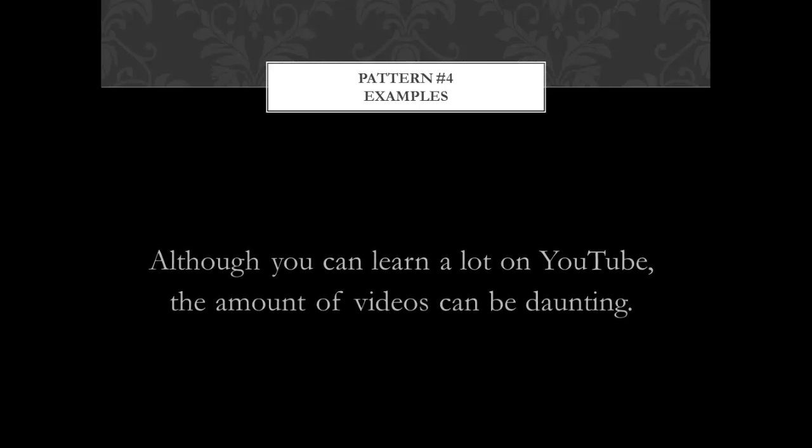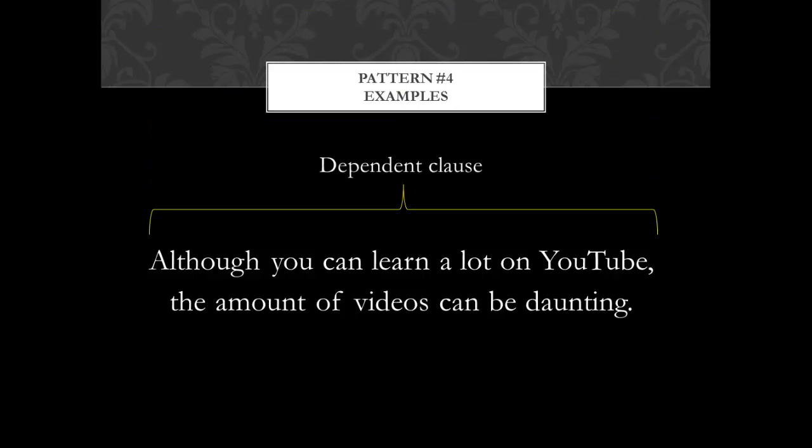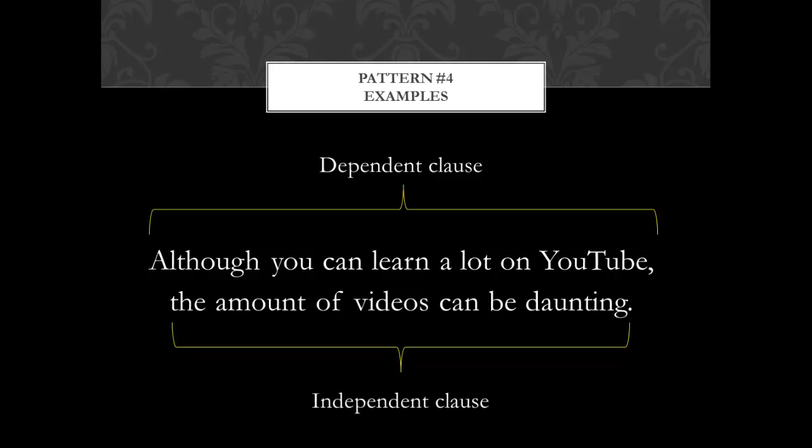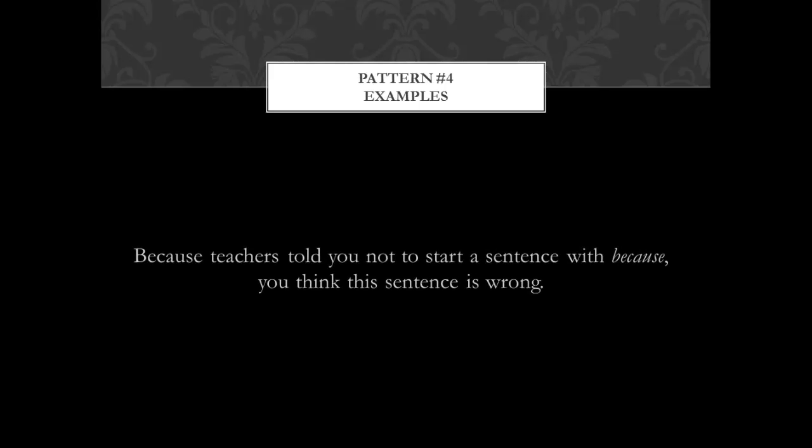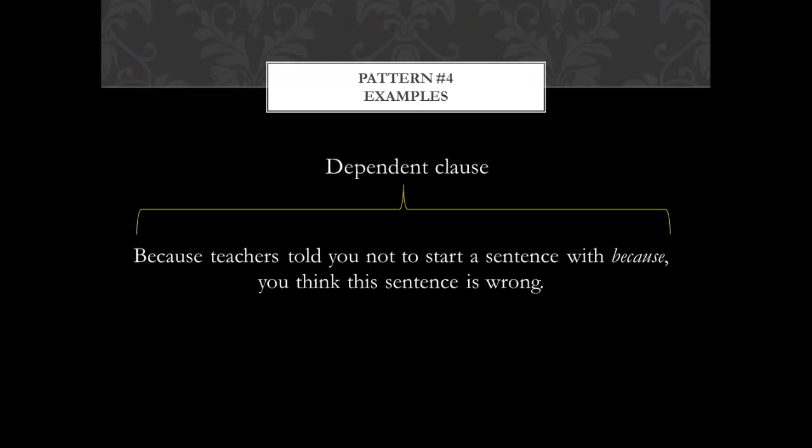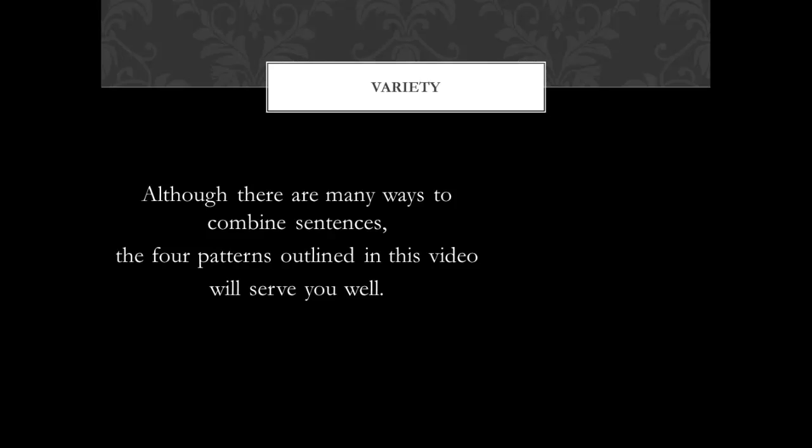Again, let's take a look at a few examples. In this example, the first part of the sentence is a dependent clause. It cannot stand alone as a sentence. Although you can learn a lot on YouTube, it seems to go nowhere. The second part is an independent clause. And notice they're joined with a comma. Here's another example. This one I like. Because teachers told you not to start a sentence with because is a dependent clause starting with the subordinating conjunction because. The next part is an independent clause. Note that they're joined with a comma.